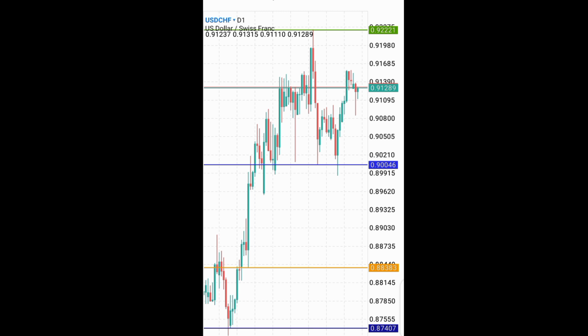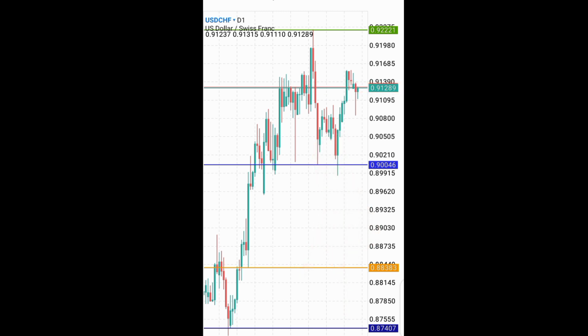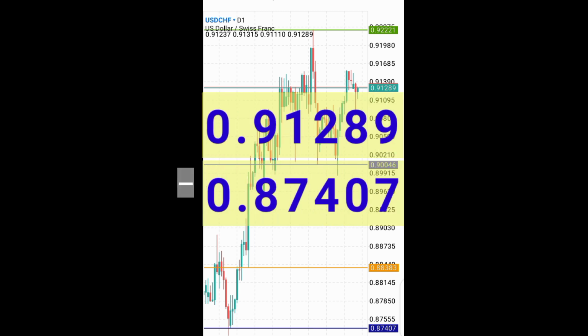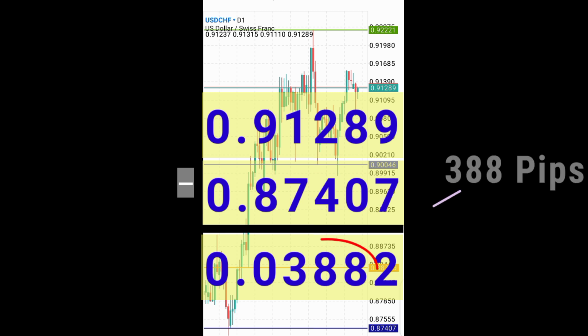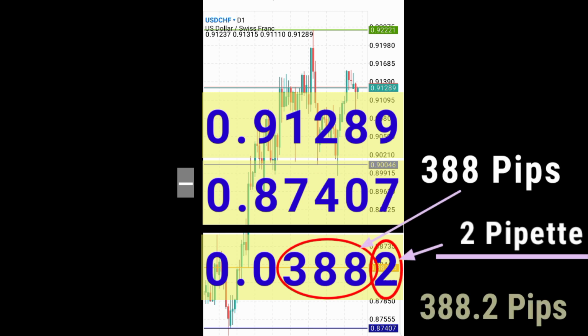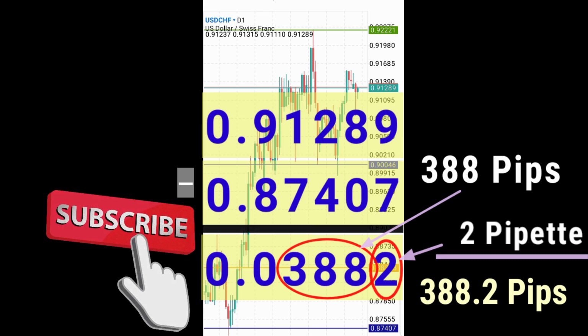Let's continue with another example. If I want to get the number of pips between this current price and this price level represented with this purple horizontal line, we look for the difference, which is 0.91289 minus 0.87407. The difference is 0.03882. That means we have 388 pips, 2 pipettes, which is the same as 388.2 pips. All right, one last example.